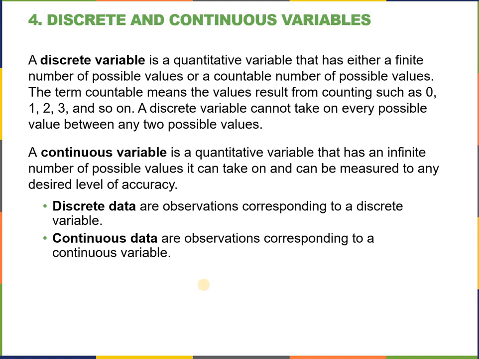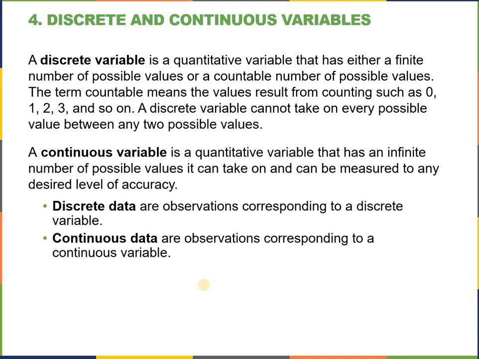For example, if I asked about the number of siblings you have, that is a discrete variable. The data resulting from that discrete variable could be 0, 1, 2, 3. You can't say 1.5. That is not a good answer for how many siblings you have. So because of that, we call this variable a discrete variable. And the data resulting from a discrete variable is called discrete data.